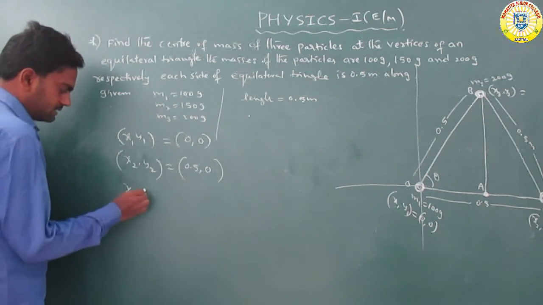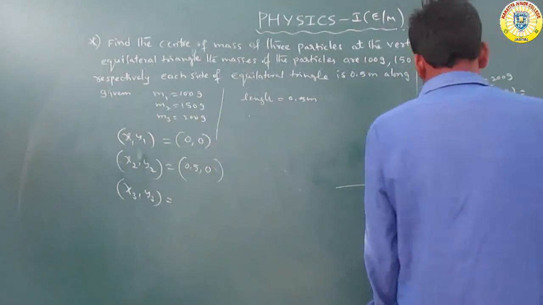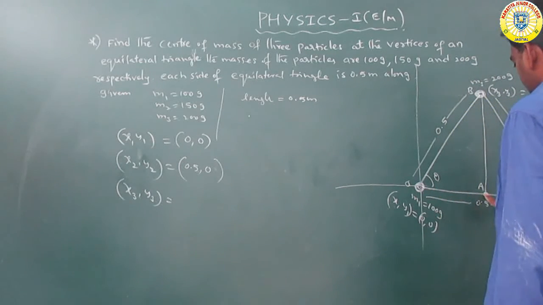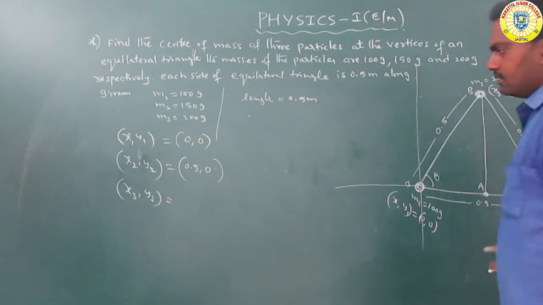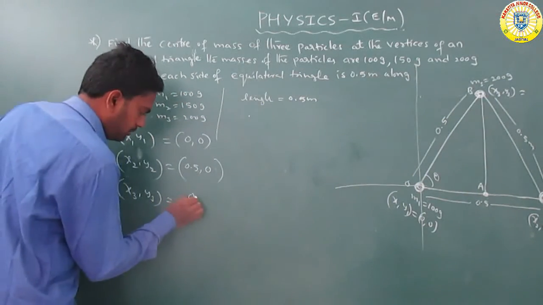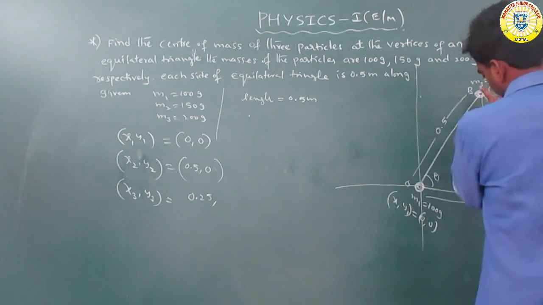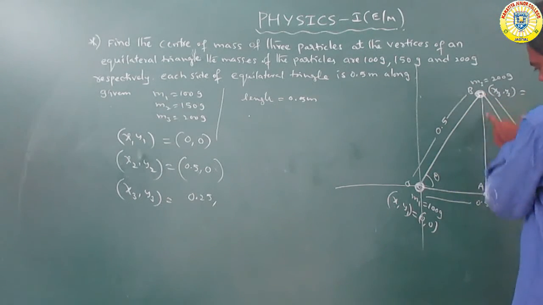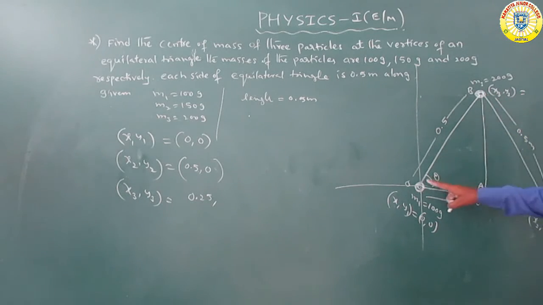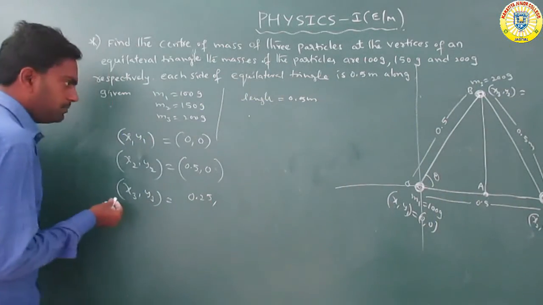Also, to find x3, y3. For x3, the distance is half of the side, 0.5 halved, that is 0.25. So x3 is 0.25. To find y3 on the y-axis, we use the equilateral triangle OAB.